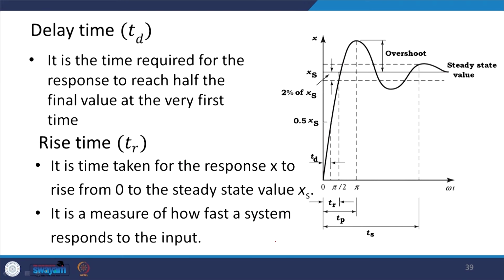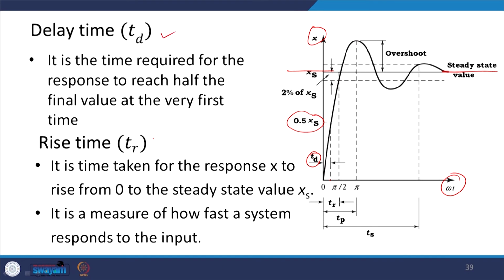So, what is the delay time basically? If I plot x versus omega t over here, it is the time required for the response to reach half of the final value for the very first time. So, say this is my steady state value, that is the final value. So, 0.5 of x s it reaches over here. So, this time is what I am calling the delay time.